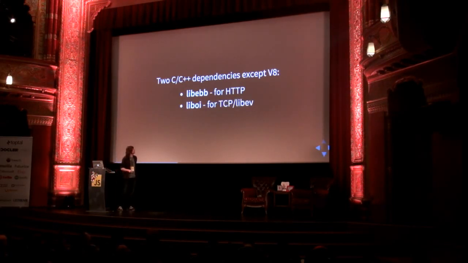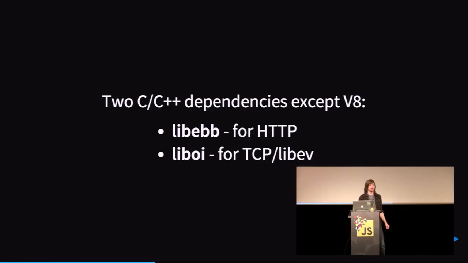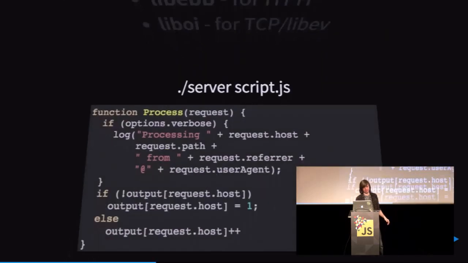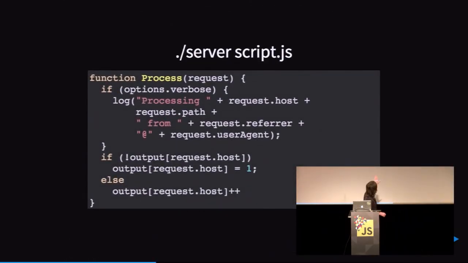The second dependency is liboi, which stands for library for output input. And it was used to create the TCP server, and it was running on top of libev. So it's kind of an implicit dependency, so I didn't mention it in this list. Here is how the first ever JavaScript user code looked for Node.js. It was just a single global process function which accepted a request argument and was performing some stuff.